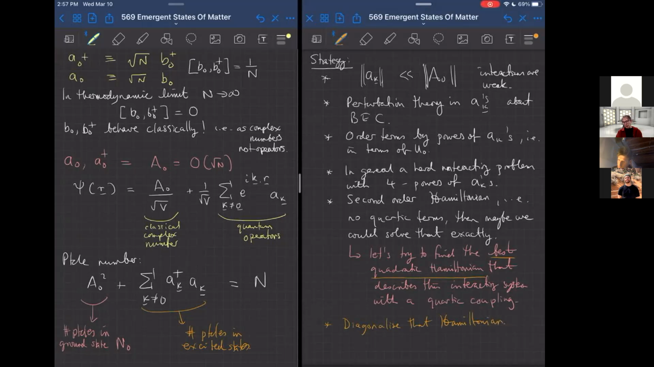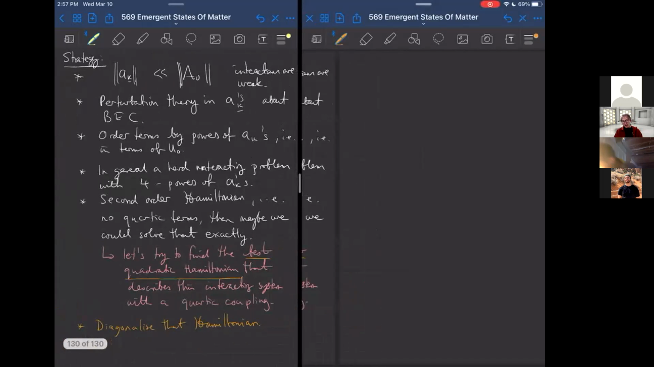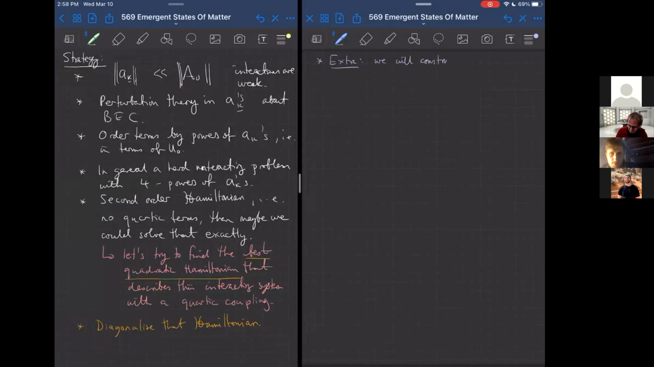When you're doing perturbation theory, you can kind of think of it in these terms. But I'm going to do something extra on top of this. So the process that we're going to use is something extra. We will construct this quadratic Hamiltonian.